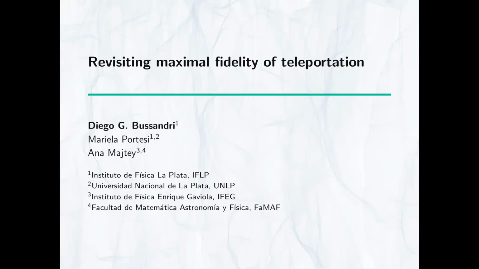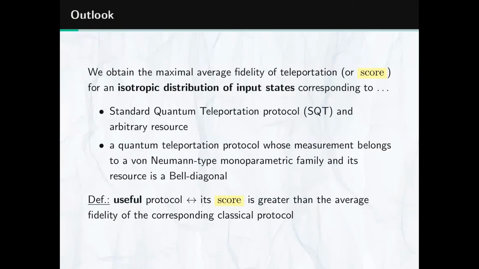Okay, let's see a little bit of teleportation. First, a little outlook of the results of my work: we obtained the average fidelity of teleportation for an isotropic distribution of input states, which could include, for example, mixed states. The protocols are two. The two situations in which we could calculate the maximal average fidelity are two different protocols.